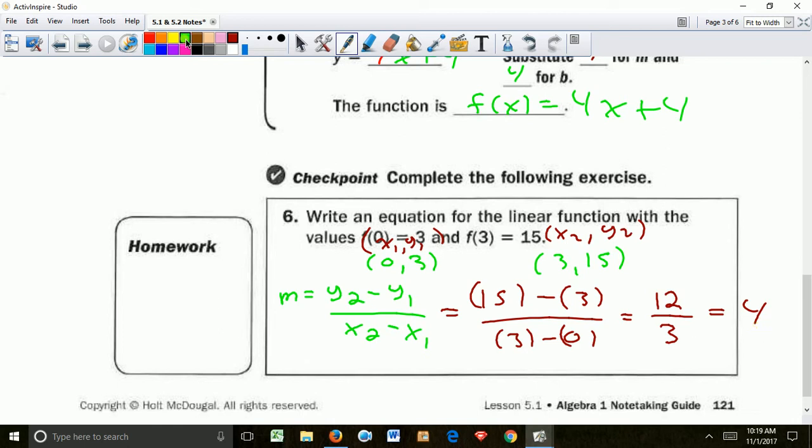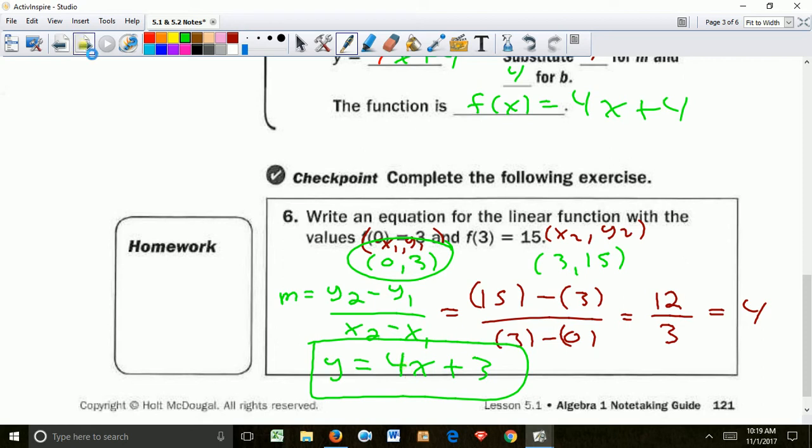The y-intercept is given by the point (0, 3). So now we can write this in slope-intercept form: y is equal to 4x plus 3. So that does take care of section 5.1.